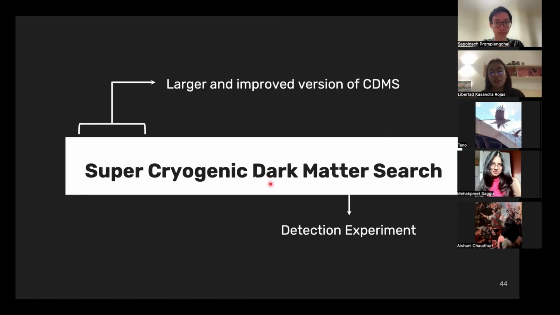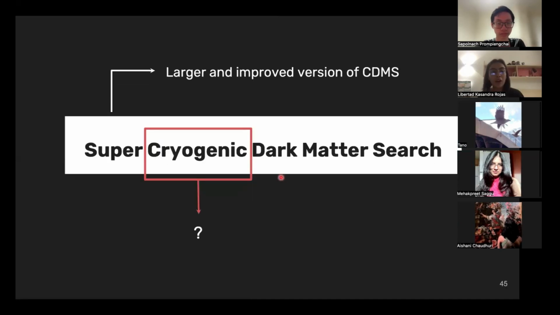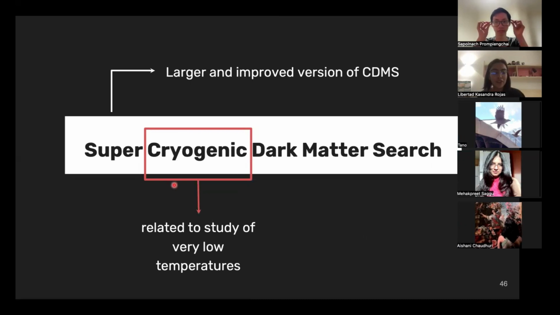Now here, dark matter search. This part is just telling us that it's a detection experiment. We're searching for dark matter, right? So pretty straightforward. However, the word that I expect to be new for most people's vocabulary is cryogenic. So what does cryogenic mean? It means anything that is related to the study of very low temperatures. And when I say low temperatures, I'm not speaking about 0 Celsius or -1 or -2. I'm actually speaking about millikelvin, so close to -270 degrees Celsius. So kind of around that region.